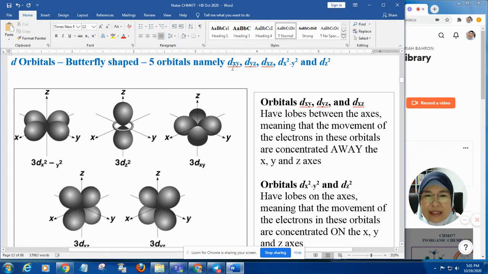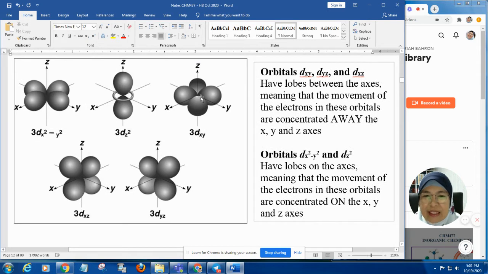Now, these 3, the dxy, dyz, and dxz, look like this. That is your dxy, where the butterflies are located. The lobes of this butterfly are located in between the x and the y axis. So that is the x-axis, that is the y-axis. Can you see my cursor moving? These lobes, 1, 2, 3, and 4 lobes of the d orbital are located in between the 2 axes, the x and the y. That's why they are called the dxy.